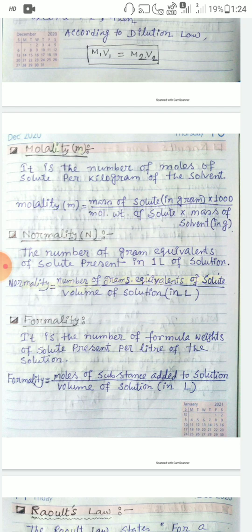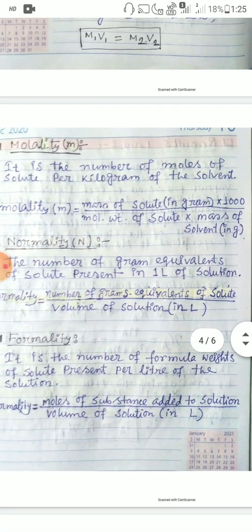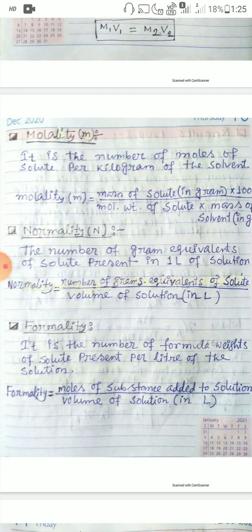Now, the next type of concentration is normality. This is another way of representing the concentration of a solution. Normality is the number of gram equivalents of solute present in 1 liter of solution. Normality means number of gram equivalents, but in case of molarity, number of moles, you have to remember. So normality is the number of gram equivalents of solute divided by volume of solution in liter.